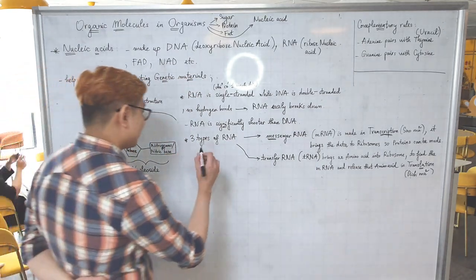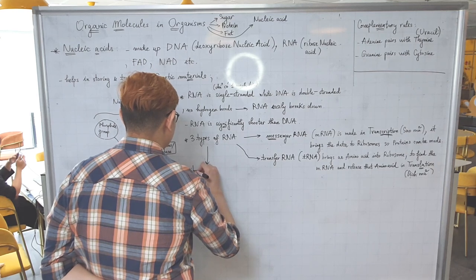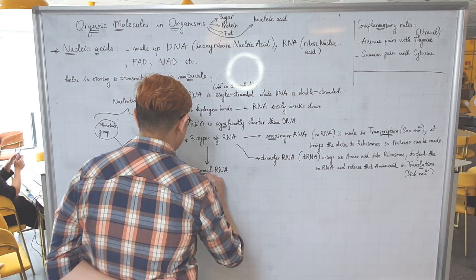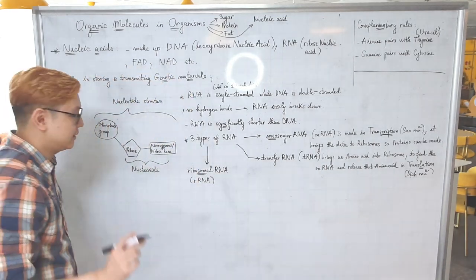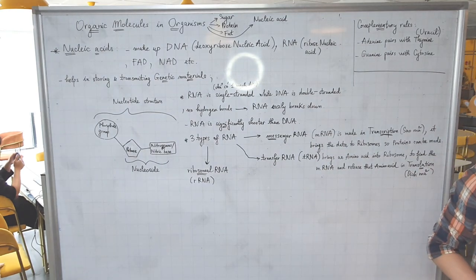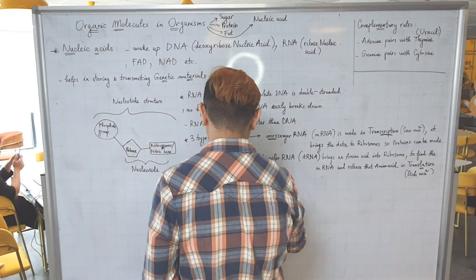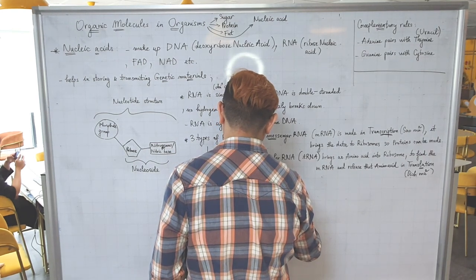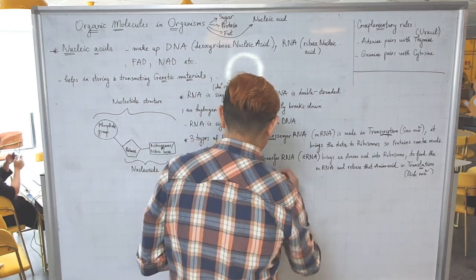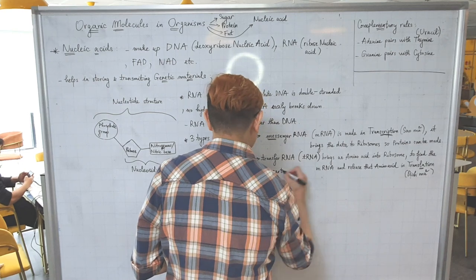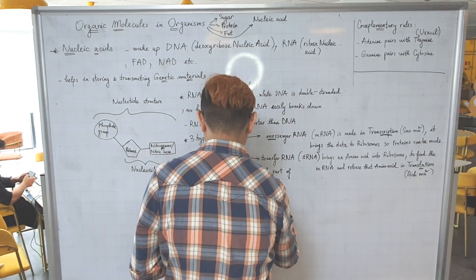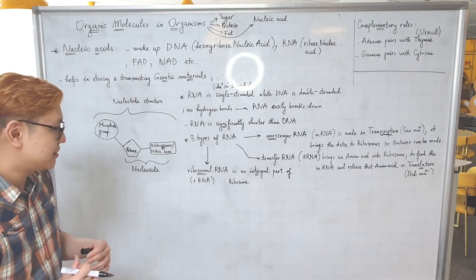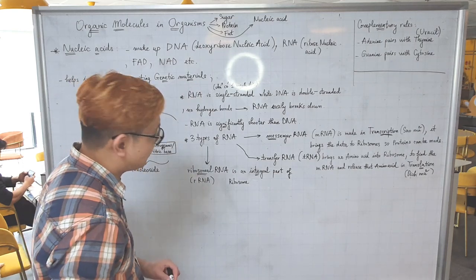Yeah. Okay, and then lastly, we have ribosomal RNA, or rRNA. It is a functional part of the ribosome itself. It doesn't go anywhere. Ribosomal RNA is an integral part of the ribosome. It's part of the ribosome's structure already.